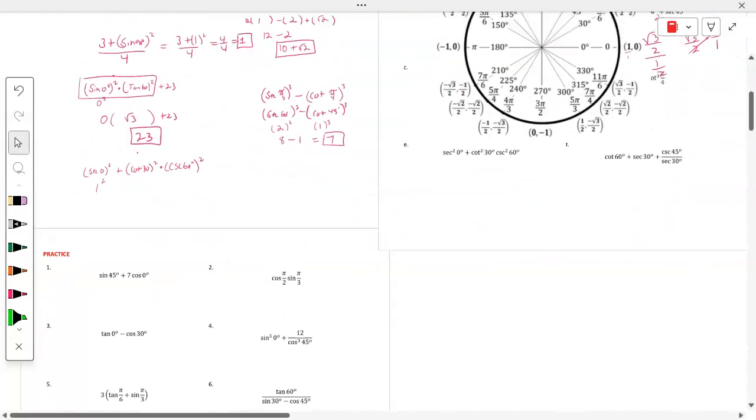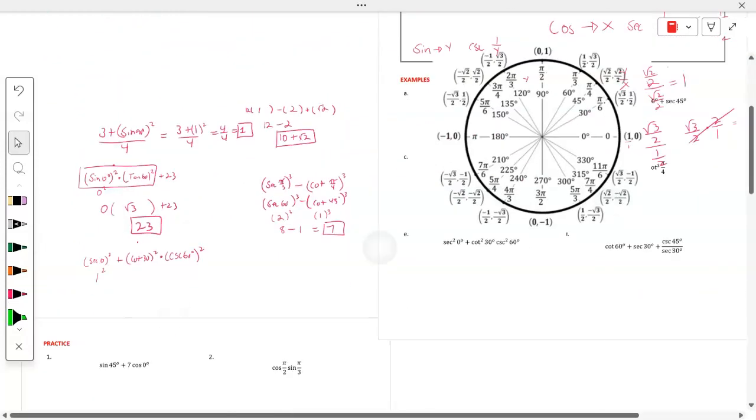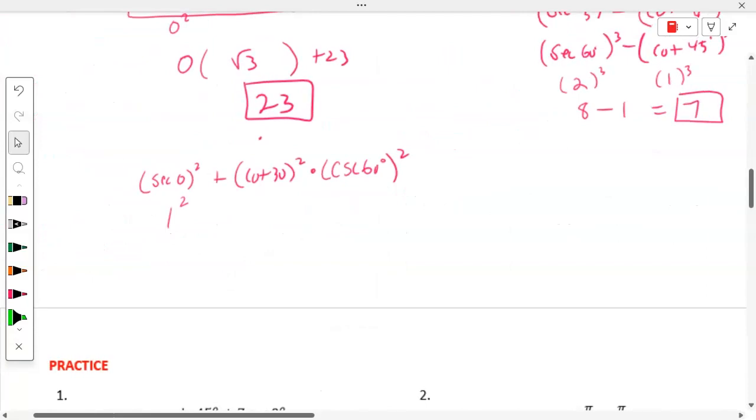Uh-oh, where'd my screen go? My problems disappeared. Ain't that fun? So I believe it's still 1 squared. We're having some technical difficulties here, which should just be 1.